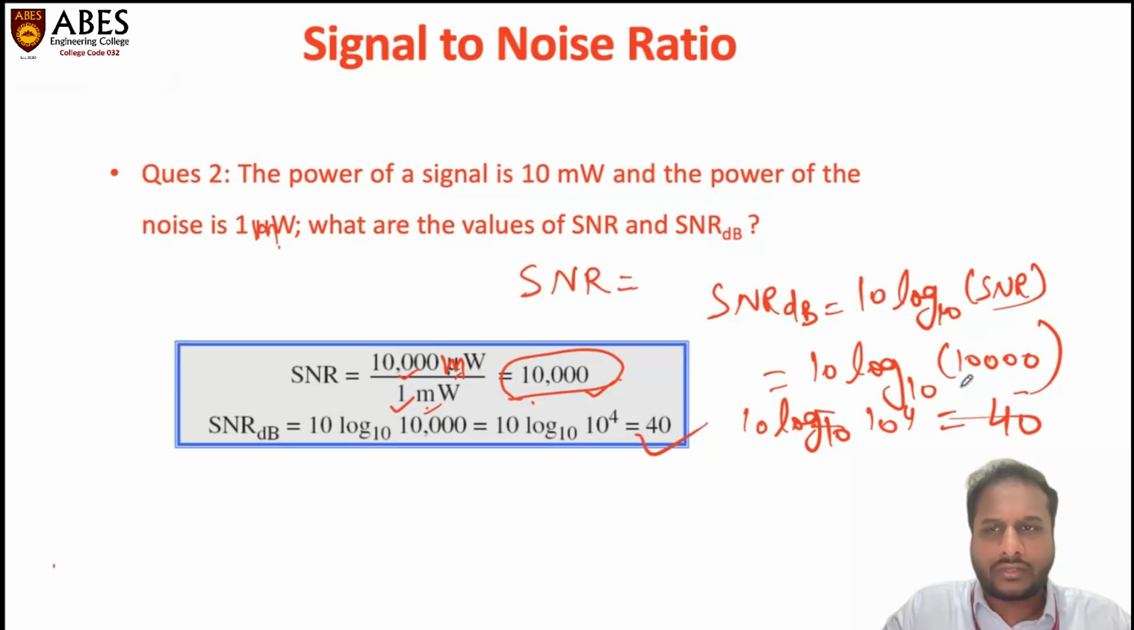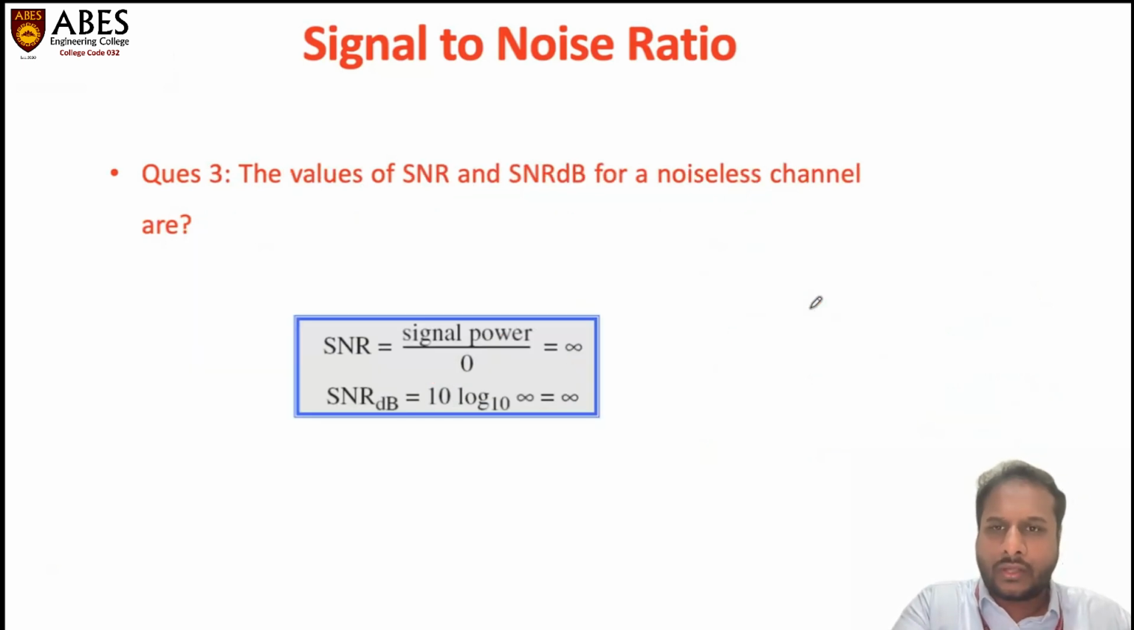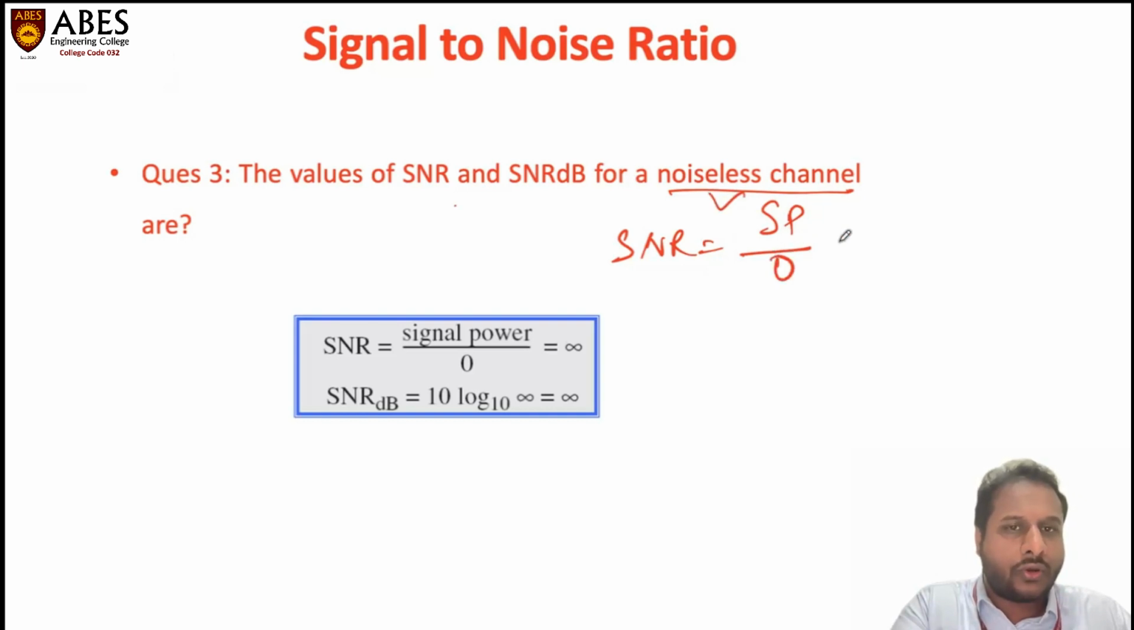So we can easily find the values of SNR and SNR dB, which are very important for examination purposes as well. There is one more question: the values of SNR and SNR dB for a noiseless channel. Actually, when there is a noiseless channel, signal power is there, but average noise power is nothing, so it will be 0. So SNR will be infinite.